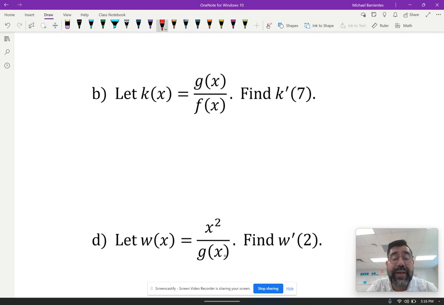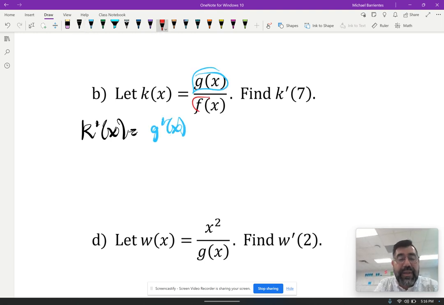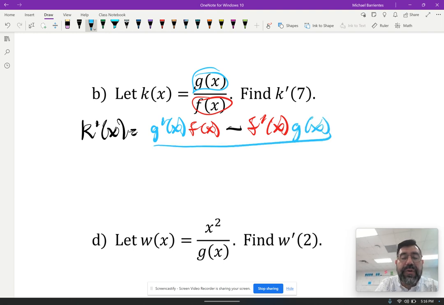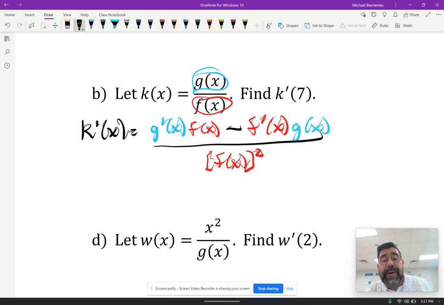I have a numerator divided by a denominator. So we have to do the quotient rule. We don't have a choice this time. So the quotient rule says, take the derivative of the top times the bottom minus take the derivative of the bottom times the top, all over the bottom squared. And I'm going to put the bottom f of x in brackets and square it that way. All right, this is my setup.